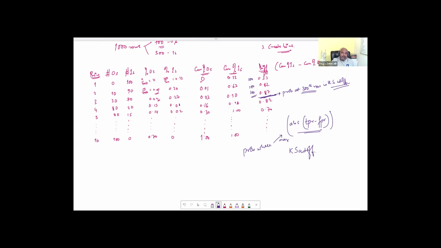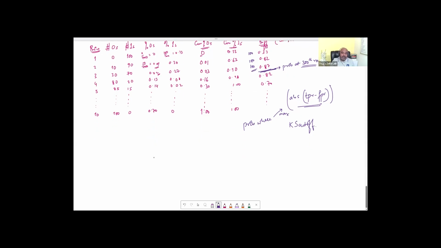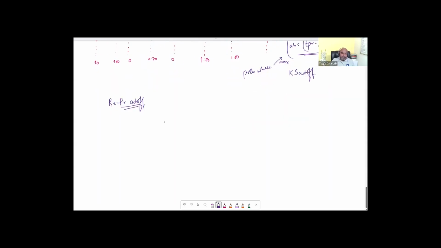Let us try to understand the third one, which is the REPR cutoff. In REPR cutoff, what happens is, let's say this is my probability. As we all know, when my recall increases, my precision decreases. So the point where they intersect, that probability is known as the REPR cutoff. This probability is the REPR cutoff. But the problem with this is you have to manually go ahead and look at this curve and identify it.